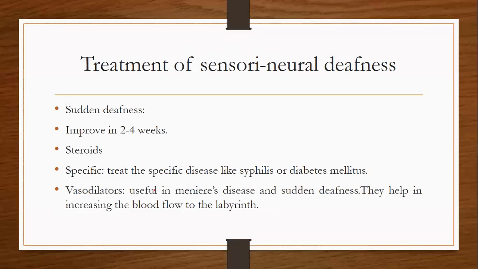Then vasodilators can be used in case of Meniere's disease and sudden deafness, as they help in increasing the blood flow to the labyrinth. If the patient has decreased blood supply to the labyrinth or inner ear structures due to vasospasm, it can be managed with the administration of vasodilators. Then this vasospasm can be reduced, and we can improve the blood supply to that particular part of the ear, so that we can improve the sensorineural deafness problem.